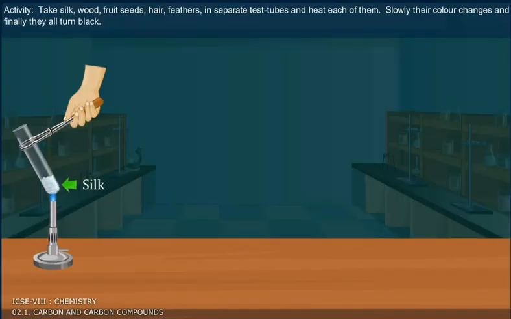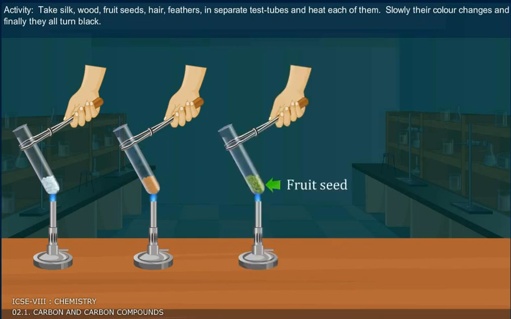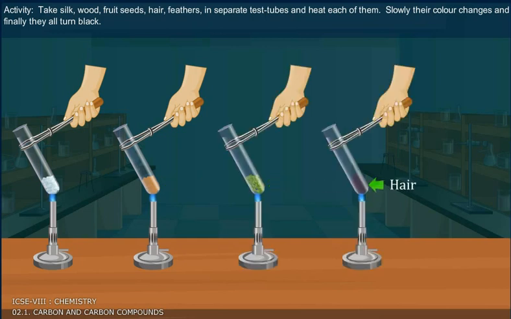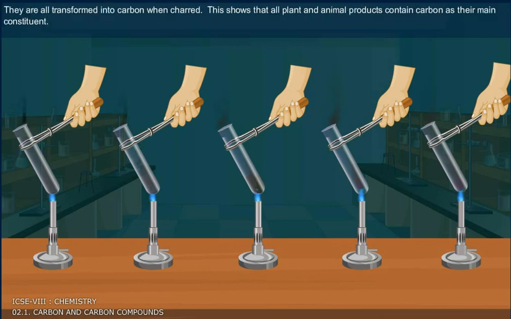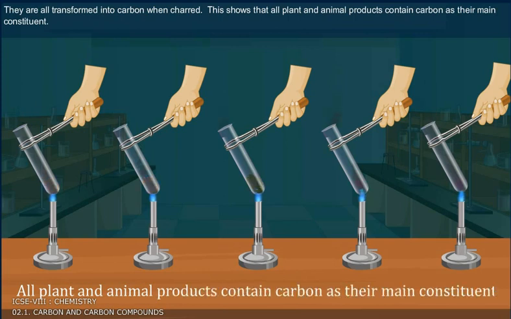Activity. Take silk, wood, fruit seeds, hair, and feathers in separate test tubes and heat each of them. Slowly their color changes and finally they all turn black. They have all been transformed into carbon when charred. This shows that all plant and animal products contain carbon as their main constituent.